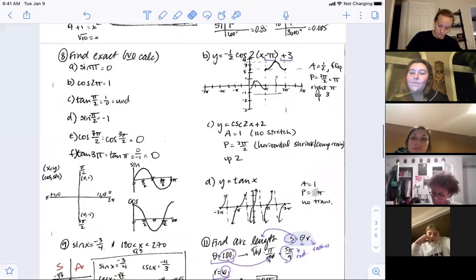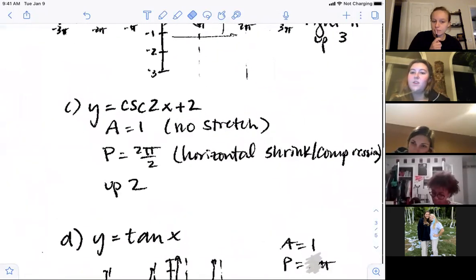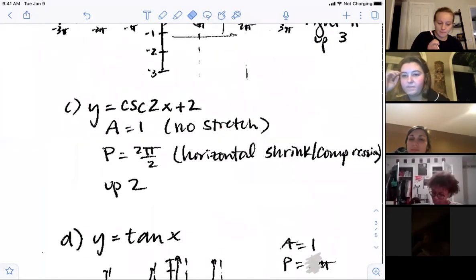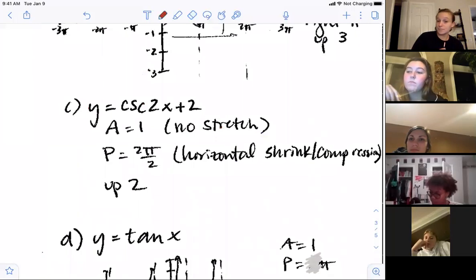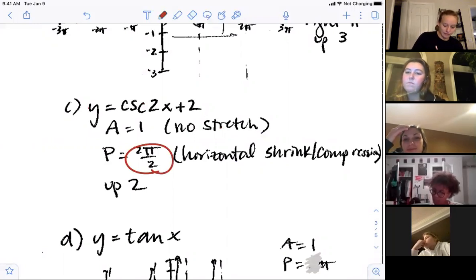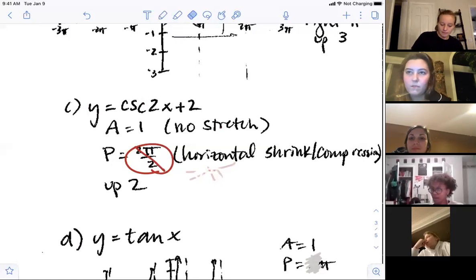On C of 10, for the period one, I put just pi because it was 2 pi over 2, and then I just crossed out the 2's. It looks like I just showed you what my work was, because if I just wrote pi, people might have been confused. So yeah, you could have crossed out pi. That's totally fine.